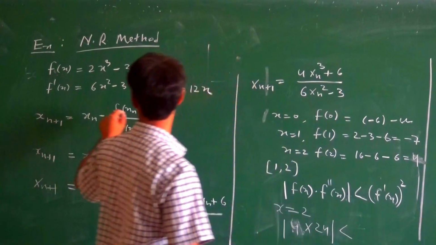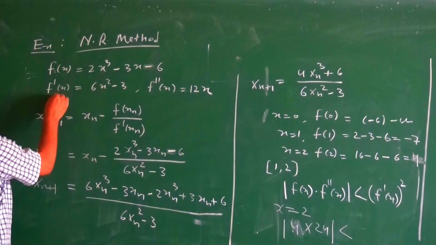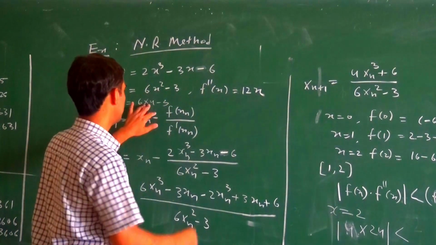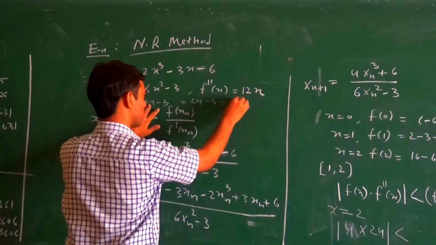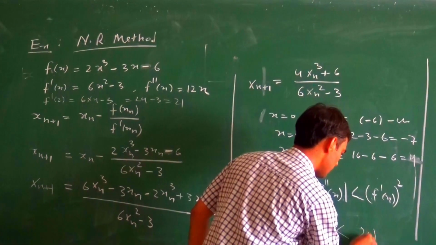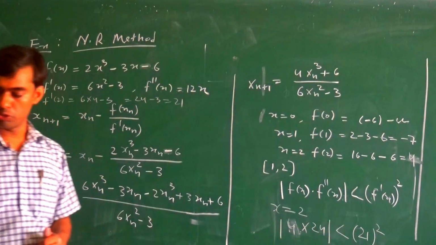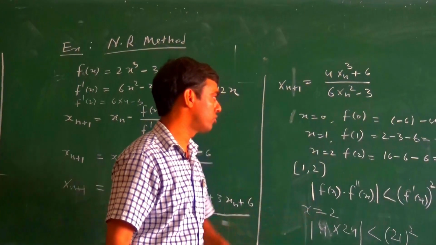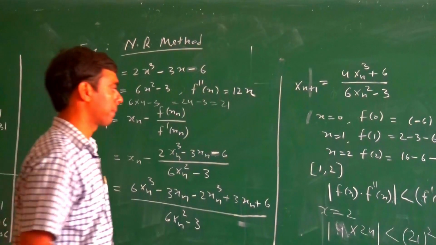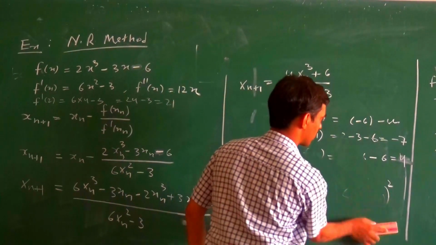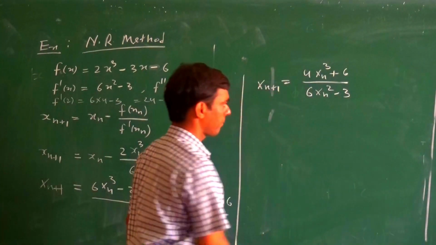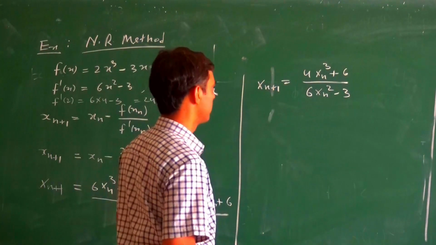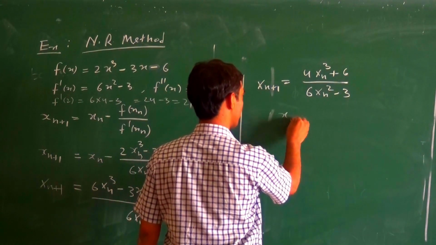What is the value of f dash 2? f dash 2 is 6 into 4 minus 3, which is 24 minus 3, that is 21. So this is 21 square, and this condition is true. So we start our iteration with the initial value x equal to 2 in this iterative scheme, because at x equal to 2 the criteria for convergence is satisfied for this function. So we start from x0 equal to 2.